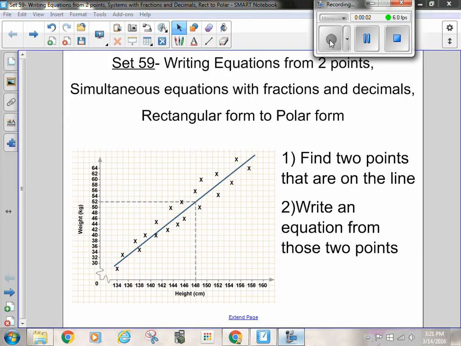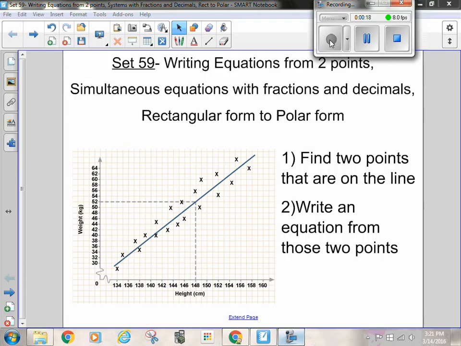All right, ladies and gentlemen, let's try this again with set 59. We're going to see writing equations from 2 points. We're going to talk about them on the graph. We're going to see simultaneous equations with fractions and decimals. And then we're going to go from rectangular form to polar form.